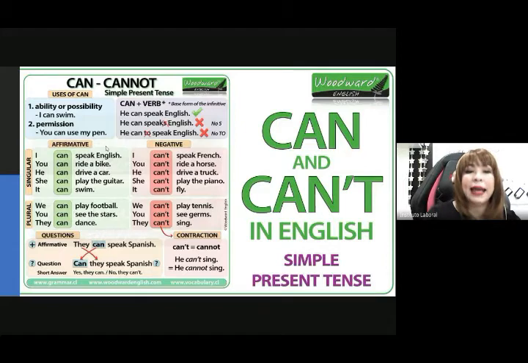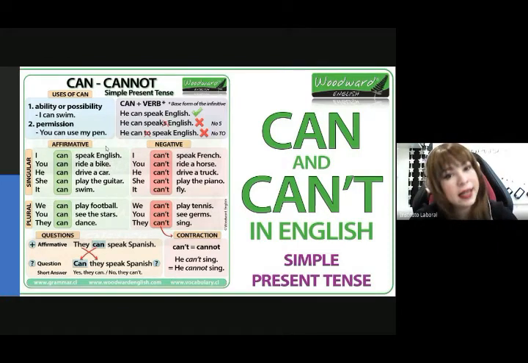Negative. I can't speak French. You can't ride a horse. He can't drive a truck. She can't play the piano. It can't fly. When we hear native speakers, sometimes it's difficult to recognize if they are using can in affirmative or can't in negative because they sound very similar.